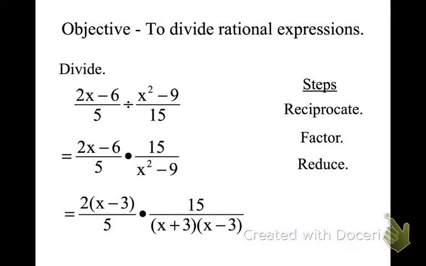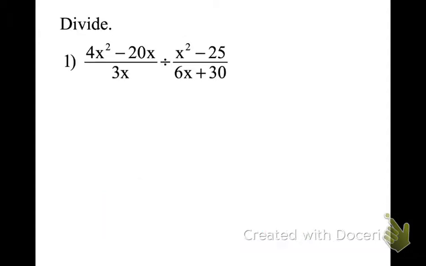Now we're going to try another one. I want you to pause the recording. I want you to multiply by the reciprocal. We factor, and then we cross cancel. Pause the recording and try this one on your own.